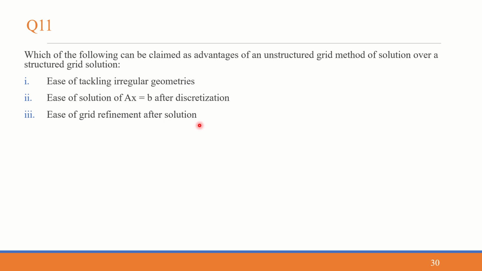So we have 3 statements, and option A is 1 and 2. Option B is 1 and 3. Option C is 2 and 3. Option D is 1, 2 and 3. So we are asked to find which of the following is an advantage of the unstructured grid over the structured grid solution. So yeah, find out, we will see.